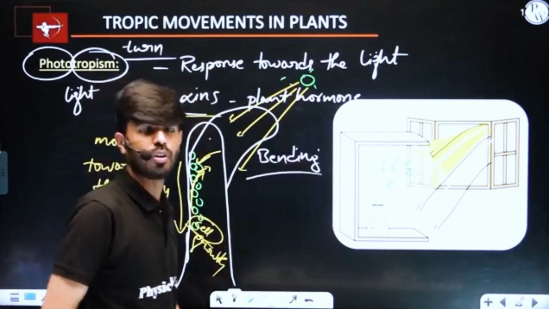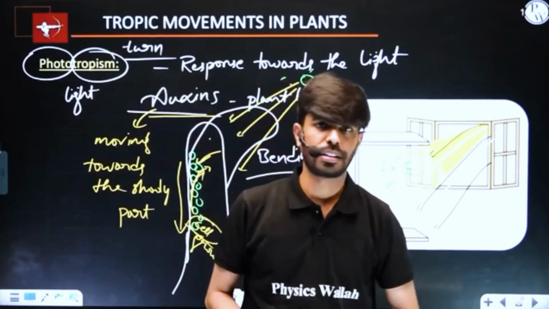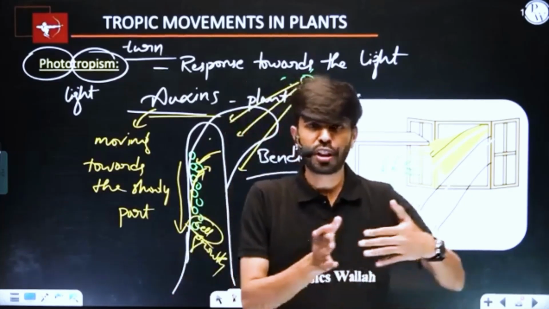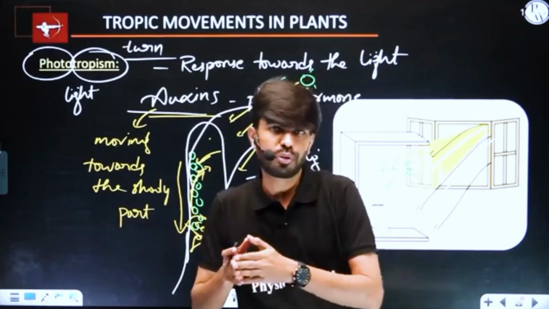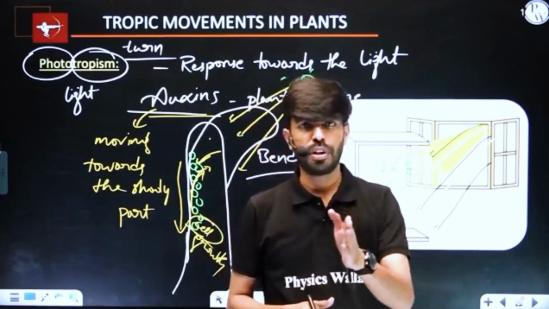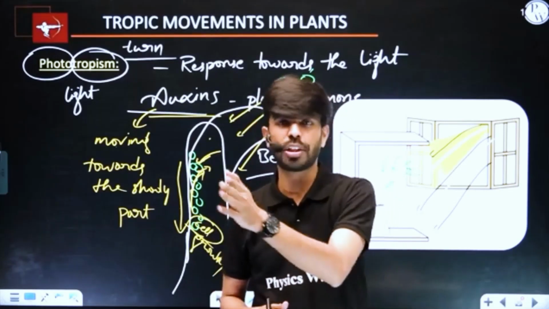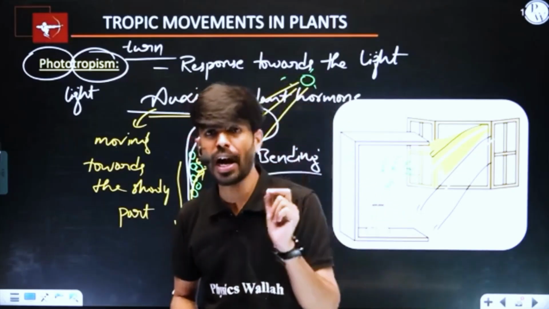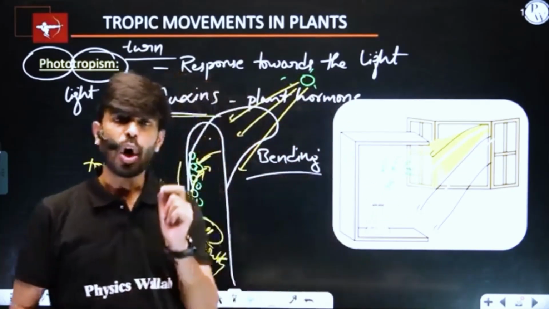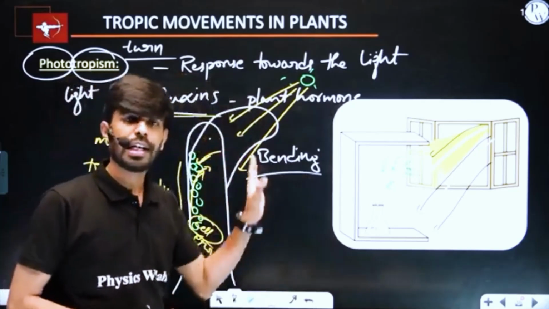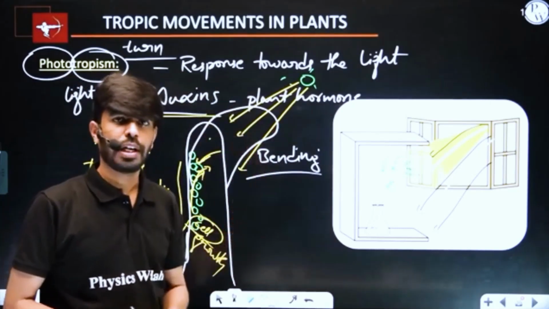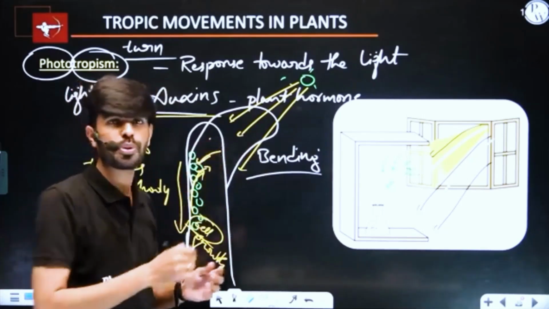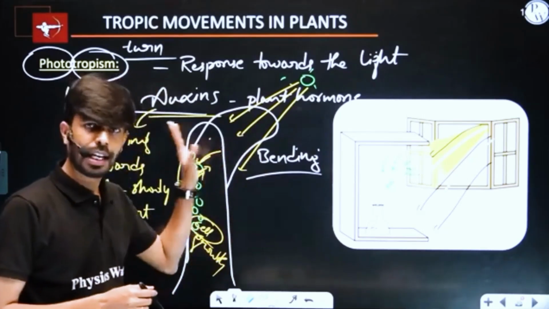Understood? So phototropism is the movement of plant parts towards the light: positive phototropism and negative phototropism. It is the response of a plant towards the light. And second, phototropism is induced by a hormone called auxins. Auxins are usually light sensitive hormones. They are secreted more in the apical meristem, produced more in the apical meristem. As I said, light sensitive.